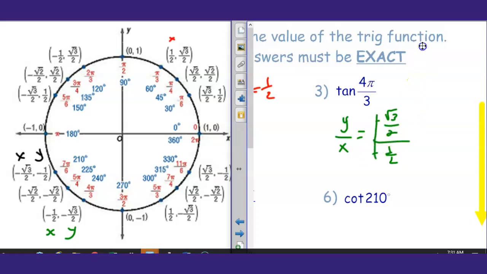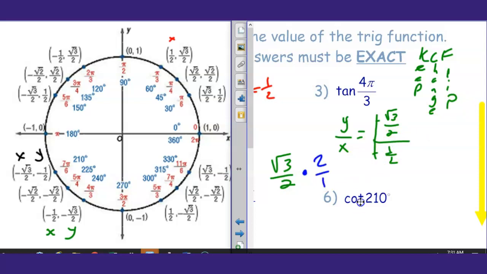And then if you remember with fractions, you've got to use the keep, change, flip method. Keep, change, flip. What that means is you keep the top value. You change from division. See, that's a division bar. You change it to multiplication and you flip the bottom right there. So the 2's are going to cancel and I have square root of 3 over 1, which is square root of 3. So tangent of 4 pi over 3 is going to be radical 3.